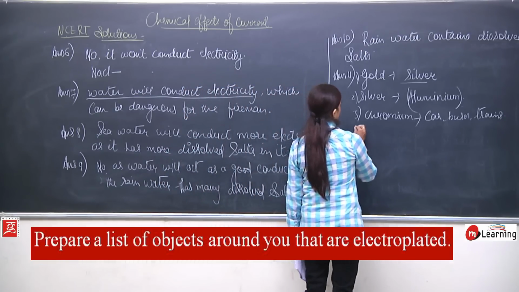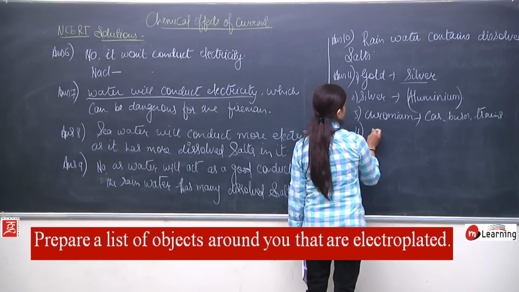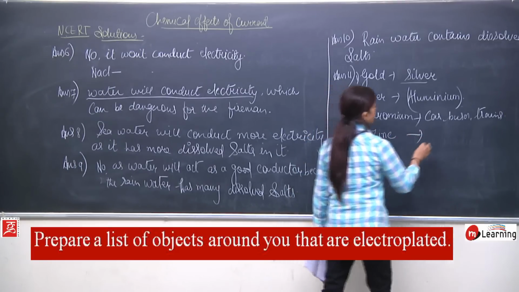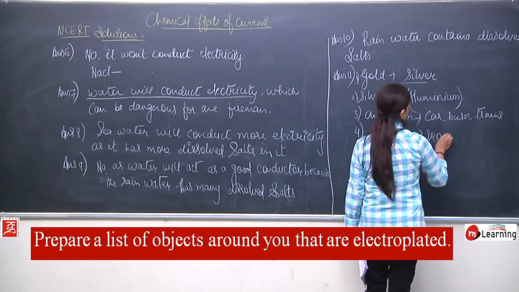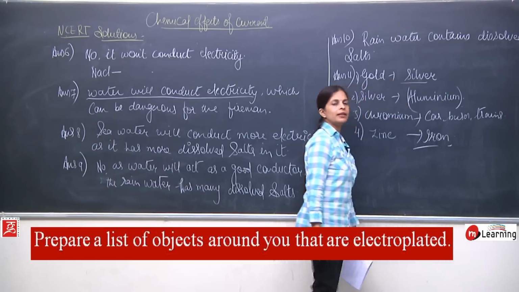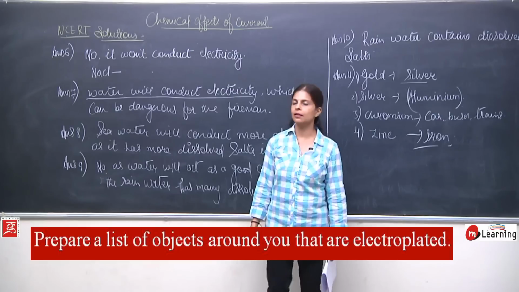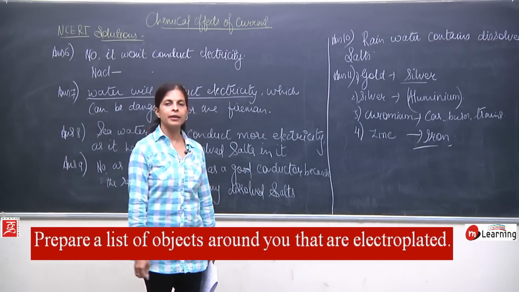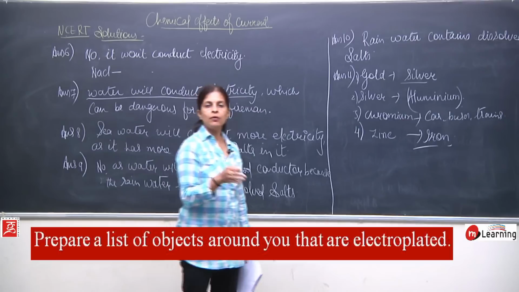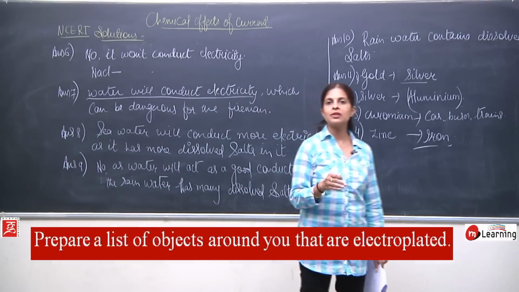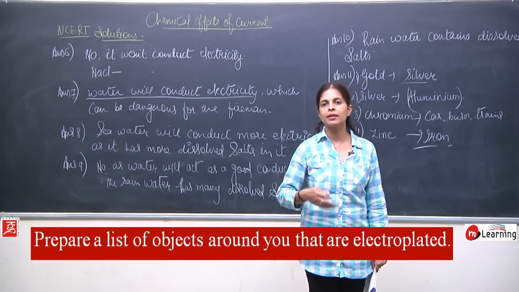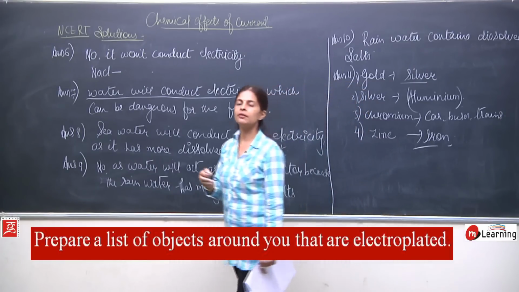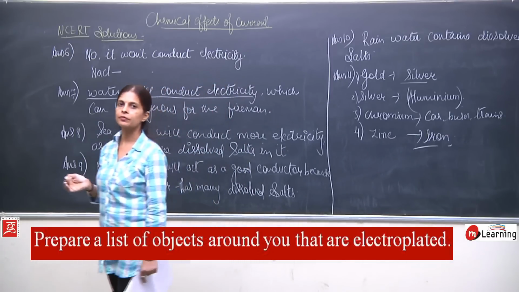Now, even if we talk about zinc, zinc is electroplated on iron. When zinc is electroplated on iron, we know iron is very strong, and it is used where? To make bridges, vehicles, gates, and many other things.